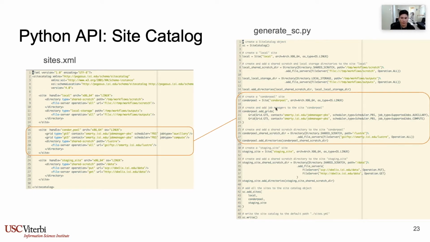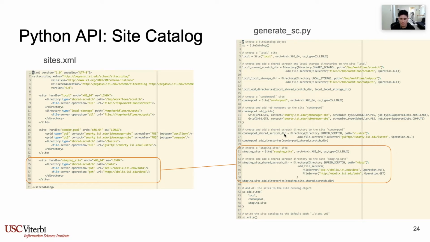Next, we have the conjure pool site. So you create a site object in the same way that you did above. And here we want to add some job managers. So we create these grid objects, and then we add them to the conjure pool site with this function, add grids. These grid tags or entries right here map pretty much the same when you use them in the Python API. For this conjure pool site, we have a shared scratch directory, so we need to add that as well.